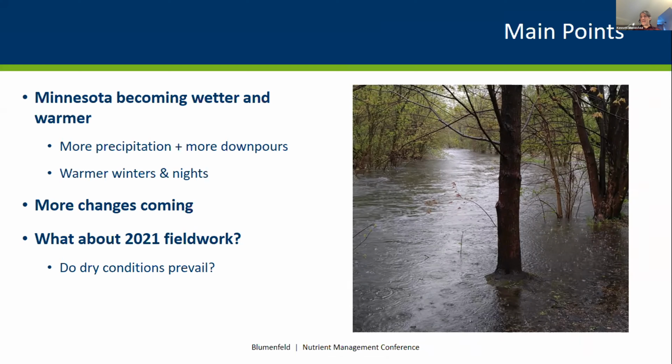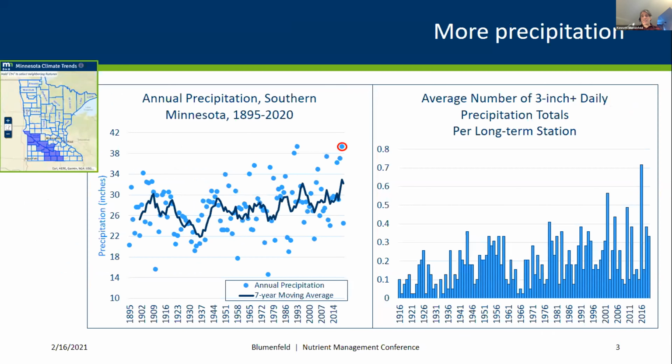And then of course, people are interested in what all of this means for the 2021 field season, especially the early season. Our question as climatologists, and I think what this audience is probably most interested in, is: do the relatively dry conditions of recent months prevail, or are we undergoing another transformation where we get back into a wet period? I'll talk about that in a moment. There's evidence on both sides there. Okay, so let's just look at the obvious. We've had more precipitation.